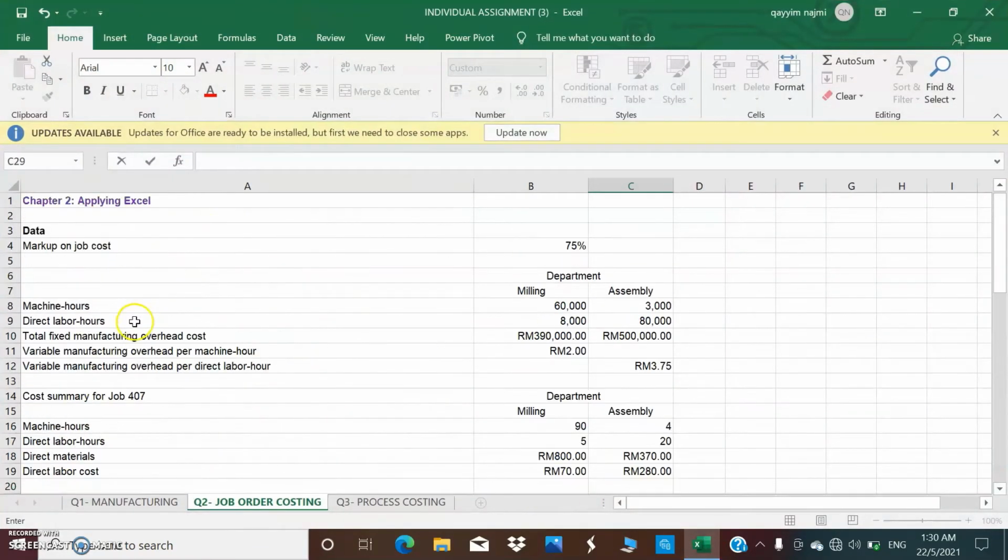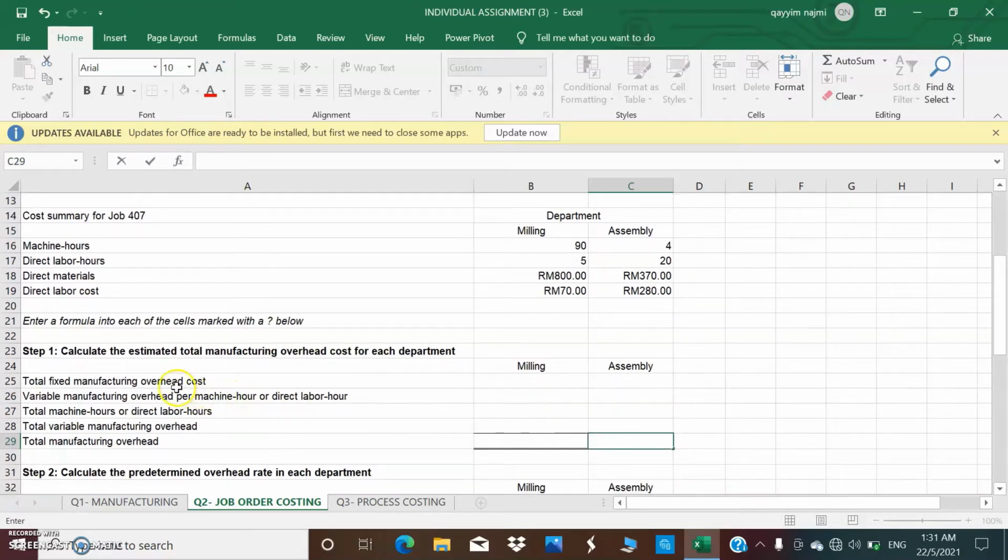Okay, we continue to chapter 2 by applying Excel. This is the data. Based on the data, we have two departments, milling and assembly. Milling uses the machine hour basis, and assembly uses the direct labor hour basis. So we continue the question.